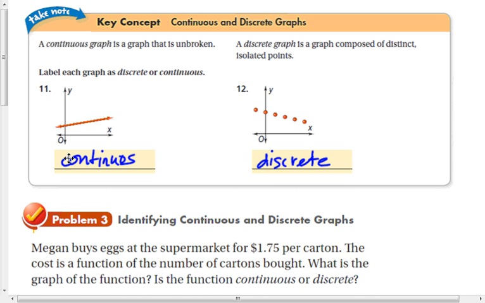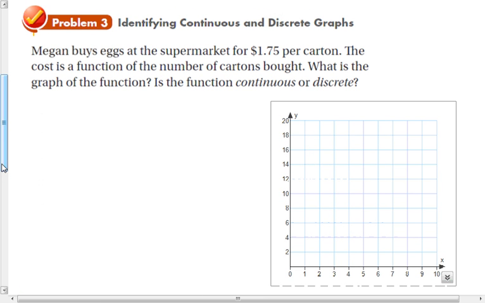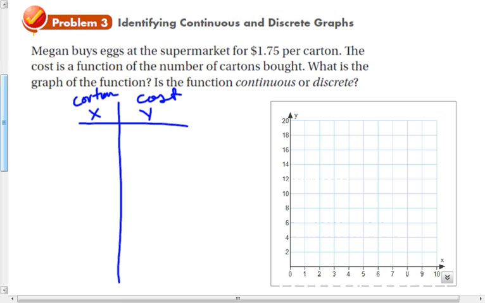All right. So let's look at a situation and decide if we think it's continuous or discrete. Megan buys eggs at a supermarket for $1.75 per carton. The cost is a function of the number of cartons bought. What is the graph of the function? Should we make it continuous or discrete? So let's let our x be our number of cartons, and our y can be our cost. And any number of cartons makes sense here.